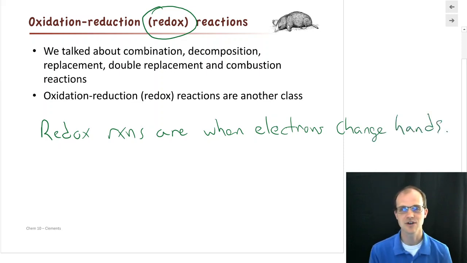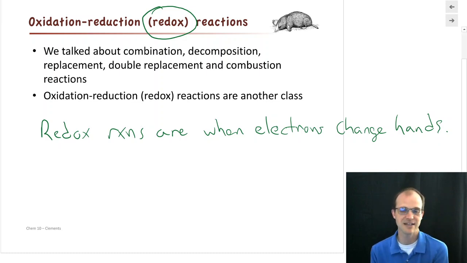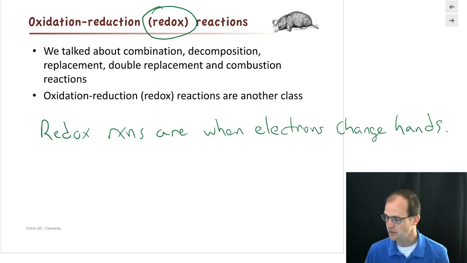How do we know if electrons change hands? Well, what happens to something when it loses an electron? If you lose that negative charge, you become a little more positive. What happens to something when it gains electrons? If you're gaining those negative things in your life, you get a little more negative. And so what we have to look at in this is what happens to the charges as we progress in our reaction. So we're going to do an example.